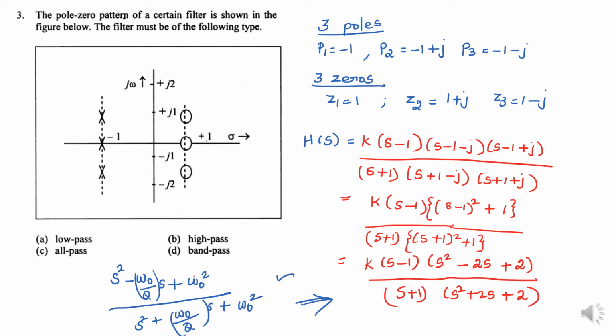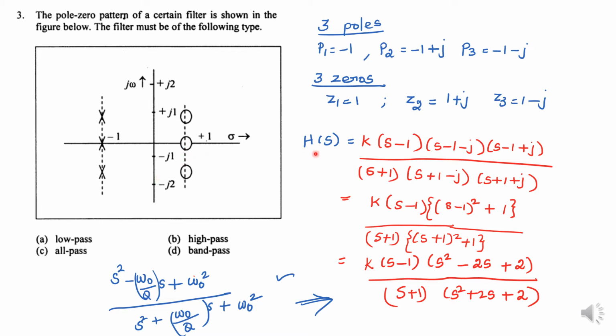Problem number 3. The pole zero pattern of a filter is shown in the figure below. The filter must be of the following type. A filter consists of poles and zeros in both the imaginary as well as the real plane. Here 3 poles are available: one pole is -1, the second and third are -1 plus j and -1 minus j. And 3 zeros are also there: Z1 equal to 1, Z2 equal to 1 plus j, Z3 equal to 1 minus j.